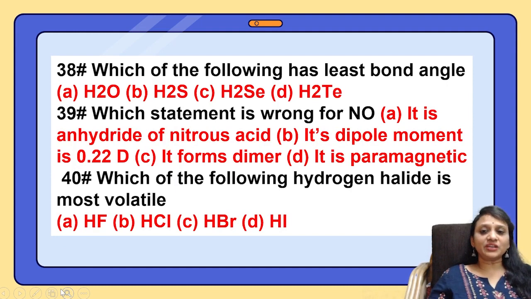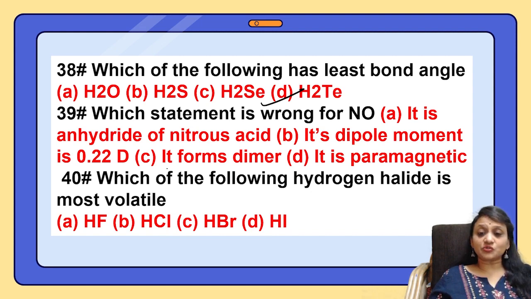Then which of the following has the least bond angle? Right. Larger the size. Which statement is wrong for NO? It is the anhydride of nitrous acid. That's right. Its dipole moment is 0.22. That's also right. It forms a dimer. Right? Yeah. Just check carefully, students.